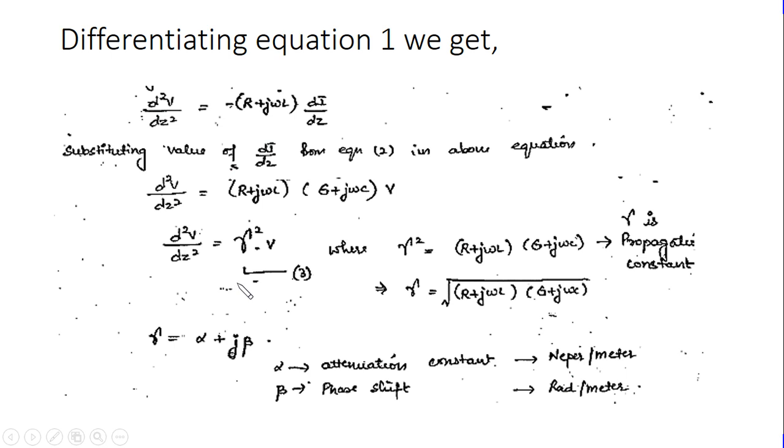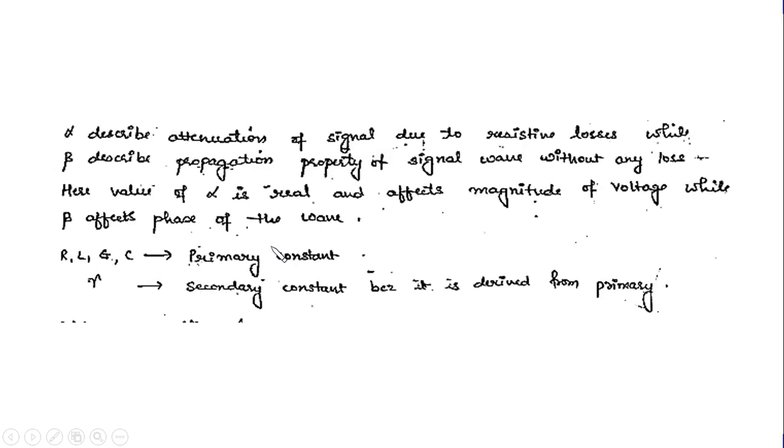So we need to remember this equation, that is d2v by dz square is equal to gamma square into v. Again, alpha is the attenuation of the signal due to the resistive losses. If R is there, alpha will be there, and beta is the propagation property of the signal wave without any loss. So alpha is the real part, as we have seen, and beta is the imaginary part of the decay. We have R, L, G and C, which are our primary constants, and gamma is our secondary constant because we have derived it from the primary constants.